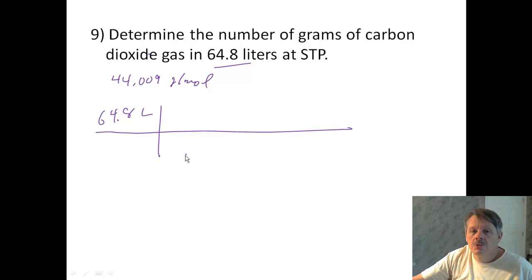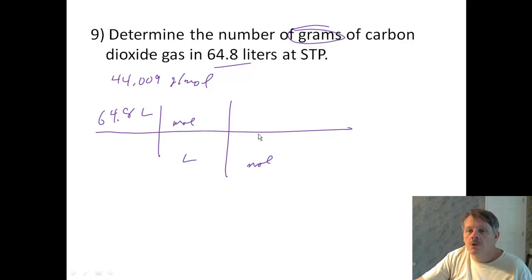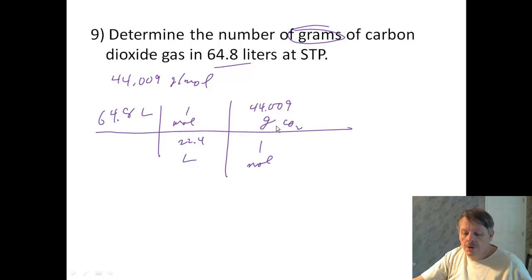Get rid of liters, we put liters on the bottom. We go to moles. We're always going to moles in the middle. And then from moles, the question is, what do we want to go to? It's asking for grams, so we're going to go to grams. There are 44.009 grams in 1 mole of carbon dioxide, and for every mole, there are 22.4 liters at standard temperature and pressure. So I do this math, and I come up with 127 grams of CO2.